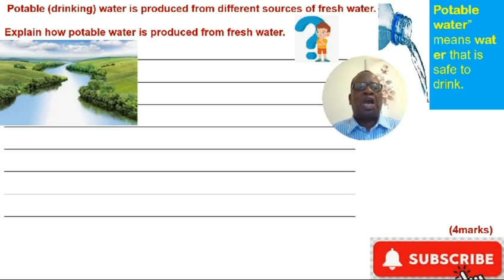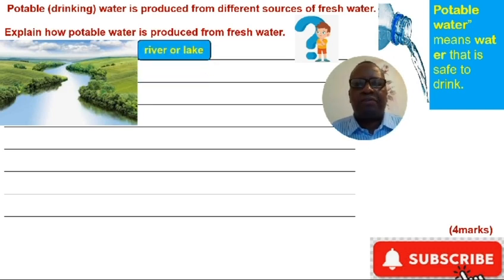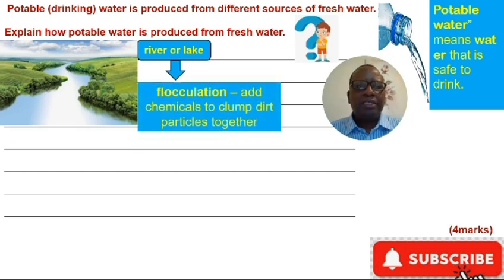It might be the giant Nile River in North Africa, or it might be the massive Thames River in the United Kingdom. It doesn't matter where the water is coming from, river or lake. The very first stage that we need to do is a process called flocculation. Flocculation takes all the small particles. We add chemicals, but they lump up the small particles together.